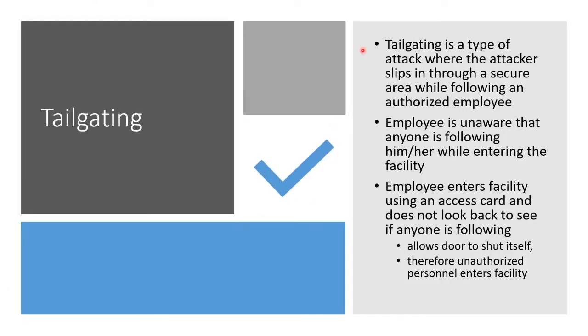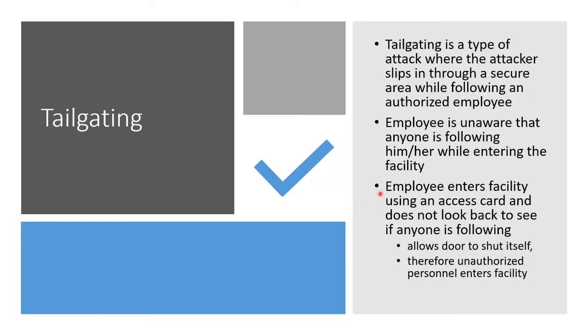Tailgating. This is a type of attack where an attacker slips into a secure area while following an authorized employee. The employee is unaware that someone is right behind them, so the door takes a while to close. They badge themselves in, they open the door, and they're just walking along. They don't notice that you quickly catch the door and go in because you've been quiet enough. They're not looking over their shoulder as they're walking to their place. That's tailgating. So the employee enters a facility using an access card. They don't look back to see if anyone's following. They let the door shut itself, because it will. But the unauthorized person has quickly put their foot in or grabbed the door before it fully shuts.